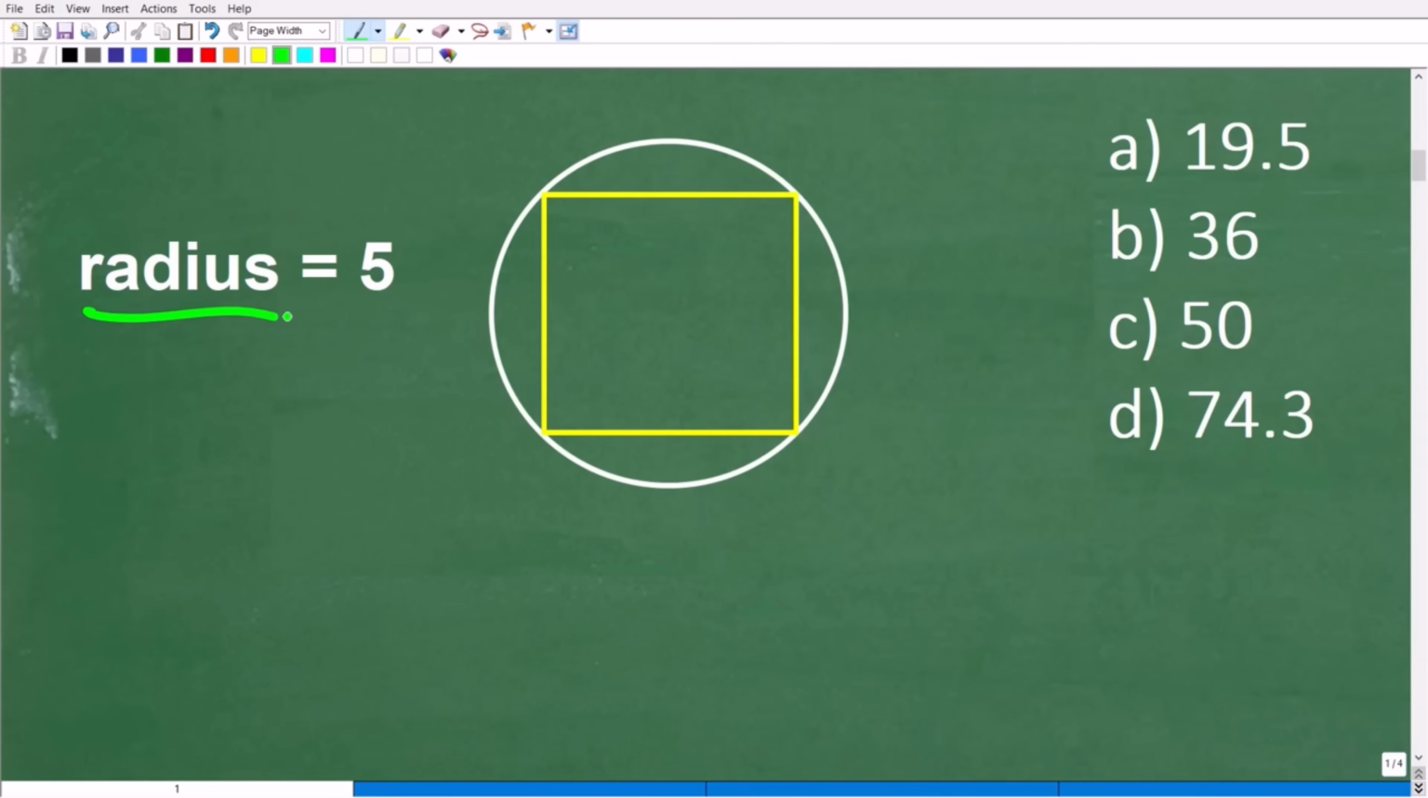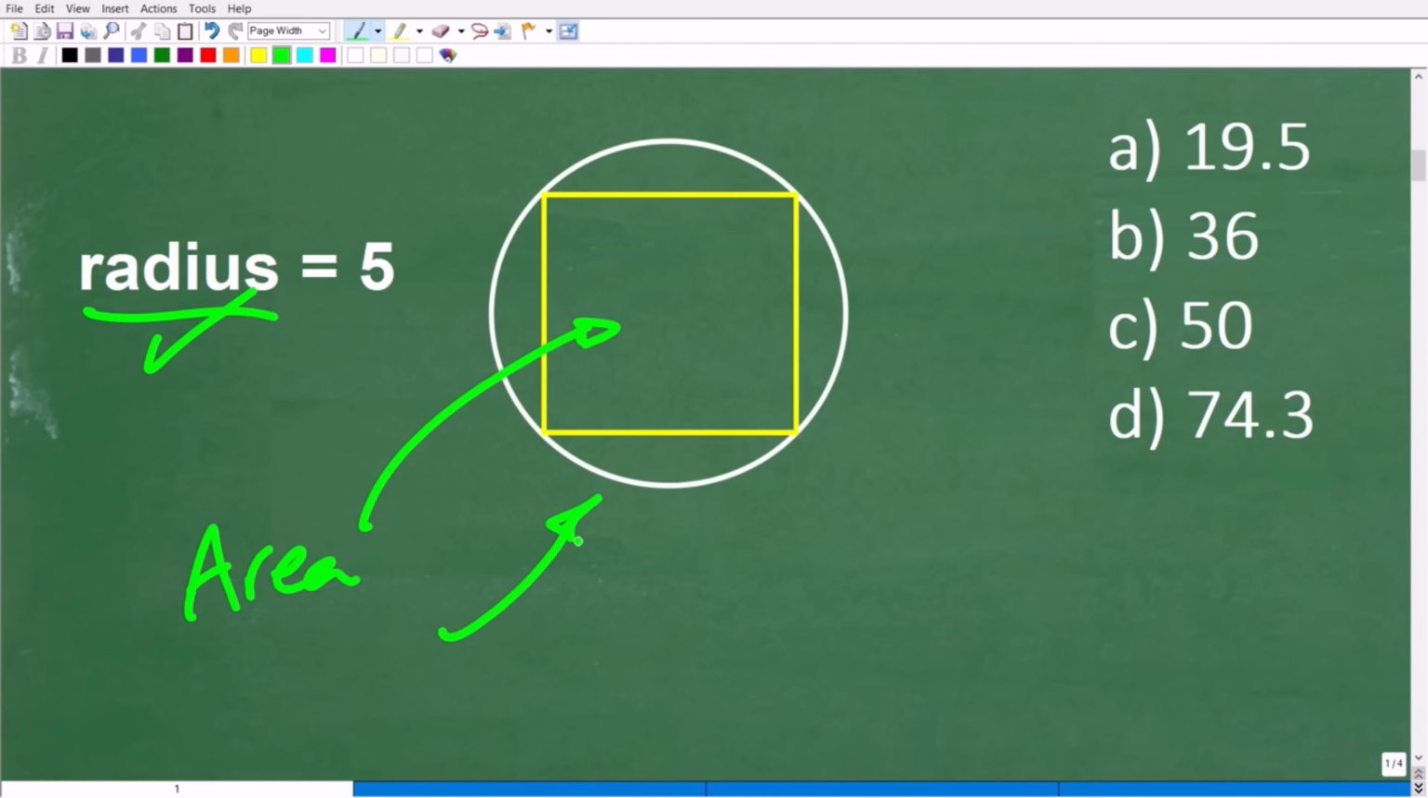So first of all, we need to understand what the radius of a circle is, right? If we don't know what the radius of a circle is, we're not going to be able to understand the problem. So I'll explain this in a second. Now, we are talking about the area. We want the area of this square. So we're going to need to understand the formula for the area of a square, right?